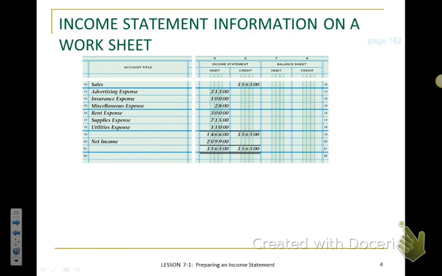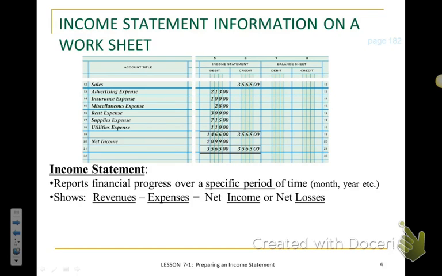So we're going to first look at what we call the income statement. And can anybody tell me, what did they say in your reading and your accounting log? What did they say the income statement does? What does the income statement do? Look at your accounting logs. What does it do? Sean, what does the income statement do? It reports the financial information over a specific period of time, indicating the financial progress of the business. Good. Net income or not.